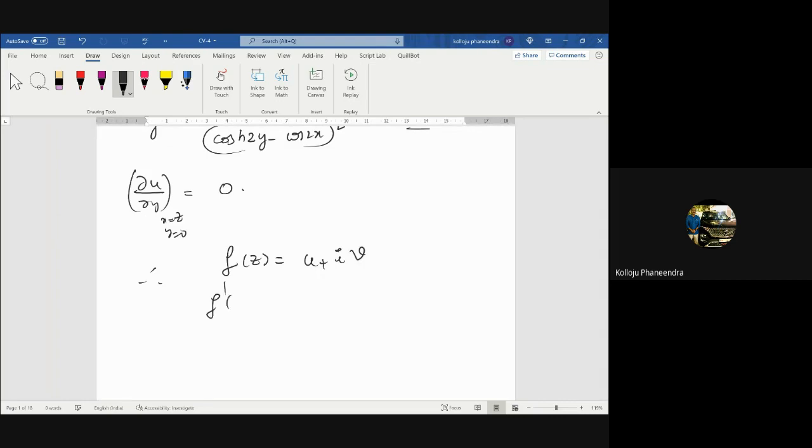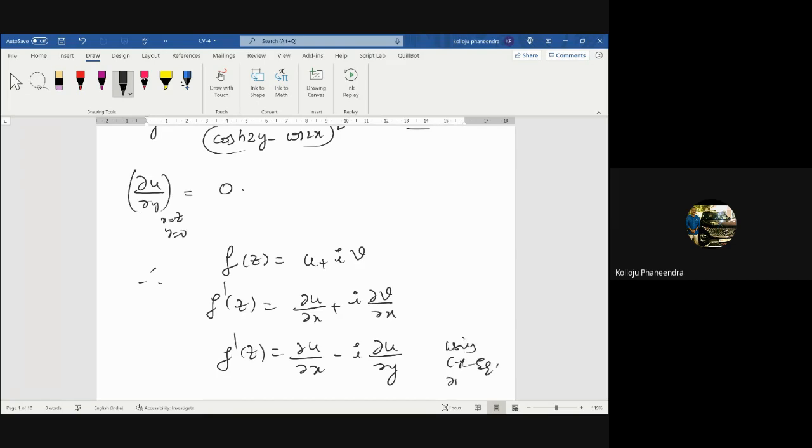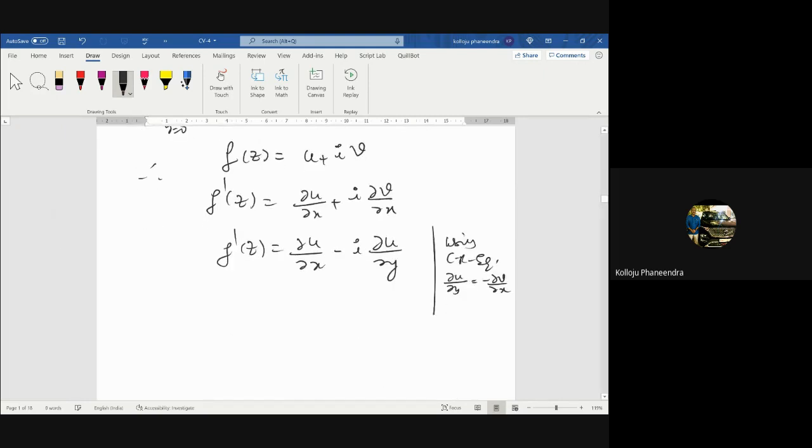f'(z), what is that? ∂u/∂x plus i ∂v/∂x. Now since only u is known, this ∂v/∂x is nothing but minus ∂u/∂y, using the CR equation. Using the CR equation, ∂u/∂y equals minus ∂v/∂x. This is set. Next one, f'(z): I have to evaluate these two at what point? x equal to z, y equal to 0.